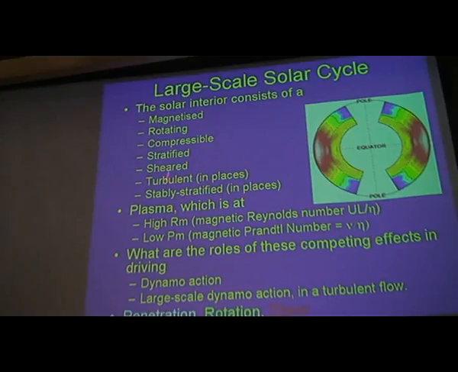So you might want to ask, what are the roles of all these competing effects in driving dynamo action? If one's interested in just what's going on at the solar surface, all you want to know is, can I get a dynamo or not? Or large-scale dynamo action. Okay? And in particular, we're just going to look at these three.